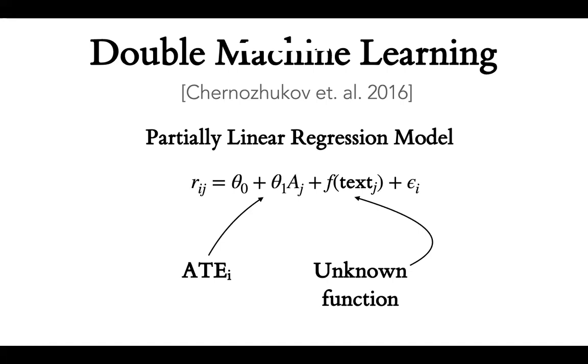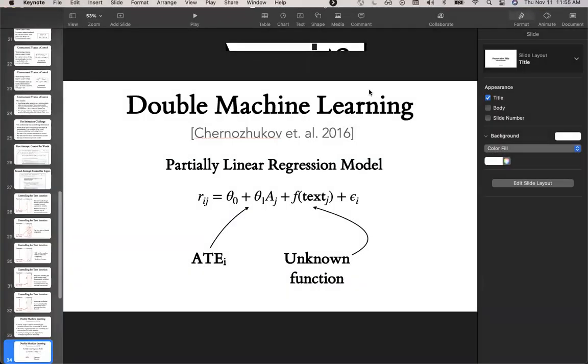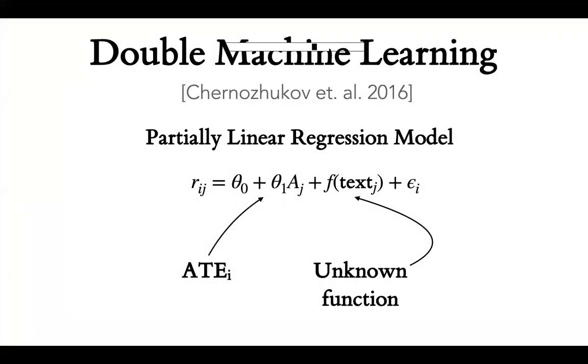Double machine learning lets us model this process, the causal process, as something called a partially linear regression model. This is what the model looks like. The rating depends on some constant term multiplied by my average treatment effect theta one times the treatment value, plus some unobserved function of the text and an error term epsilon. So that's the partially linear regression model. And double machine learning tells you, if this is my regression model, how do I go and estimate this from the data?